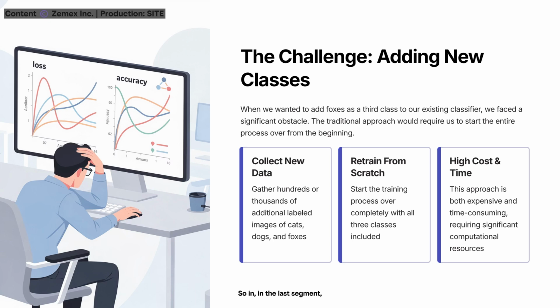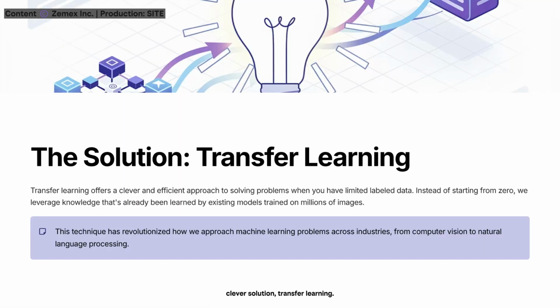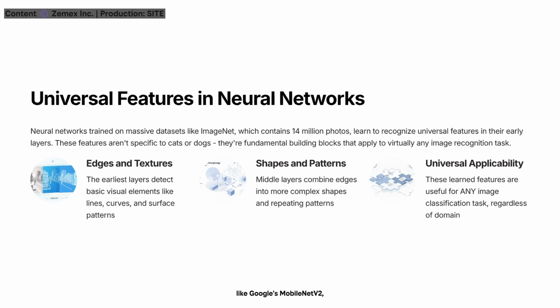So in the last segment, we learned the theory behind the clever solution, transfer learning. We discovered that neural networks trained on millions of everyday images, like Google's MobileNetV2, trained on ImageNet's 14 million photos, actually learn universal features in their early layers: edges, textures, shapes, patterns. These are useful for any image task, whether it's cats, cars, or X-ray, CT, MRI.